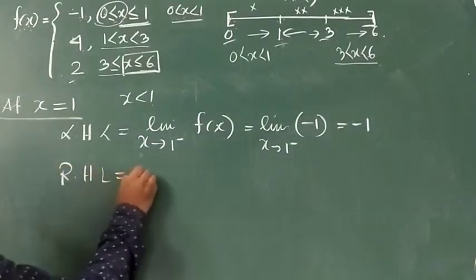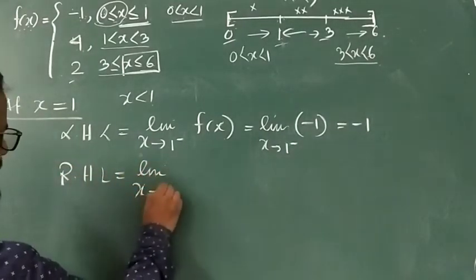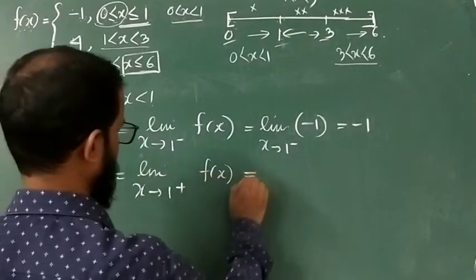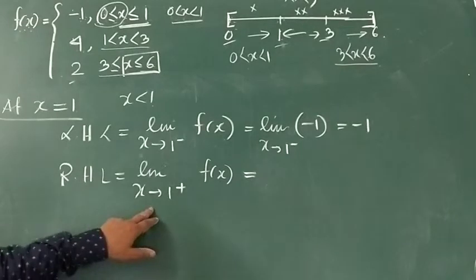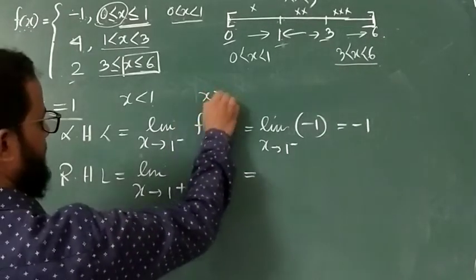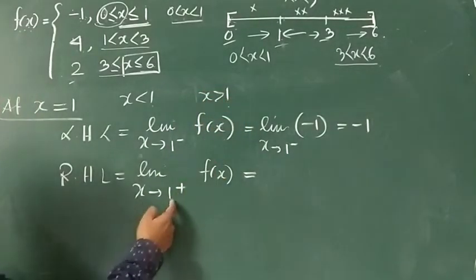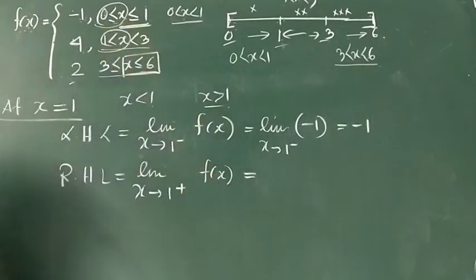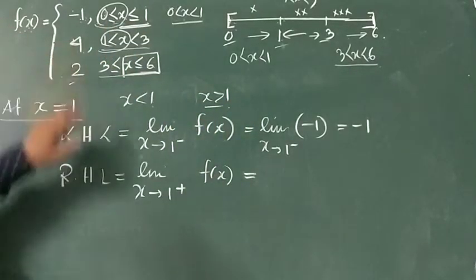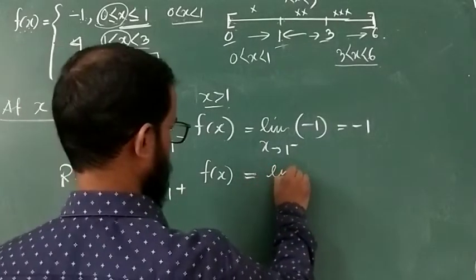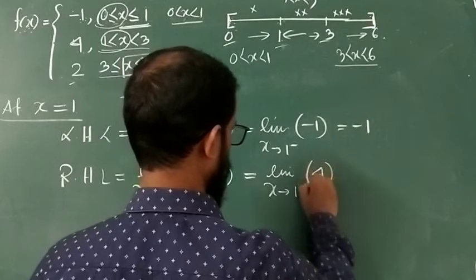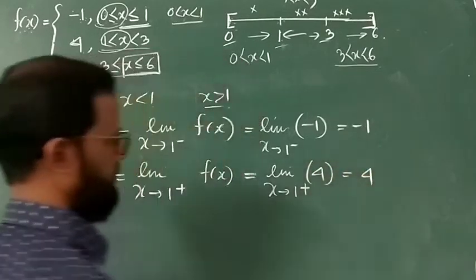What will be the right hand limit? Limit x tends to 1 plus f(x). Okay, and x tends to 1 plus means, you know, x is greater than 1. x approaches 1 from right, so x is greater than 1, and x greater than 1 condition is included here, and you can write f(x) is replaced by what? 4. So you can write limit x tends to 1 plus of 4, and the limiting value of 4 is equal to what? 4. Okay.